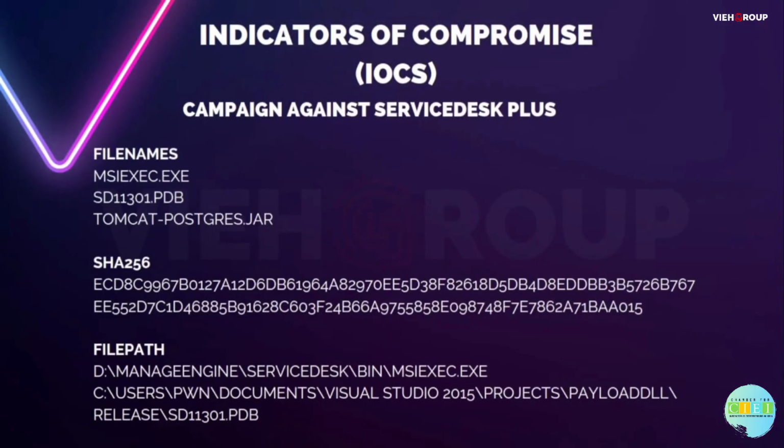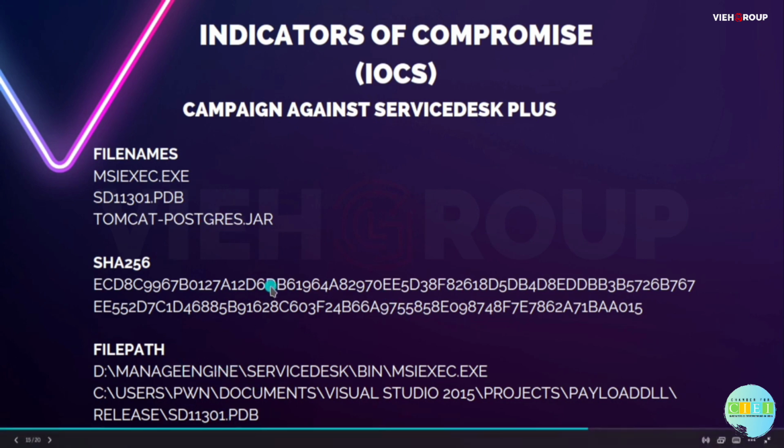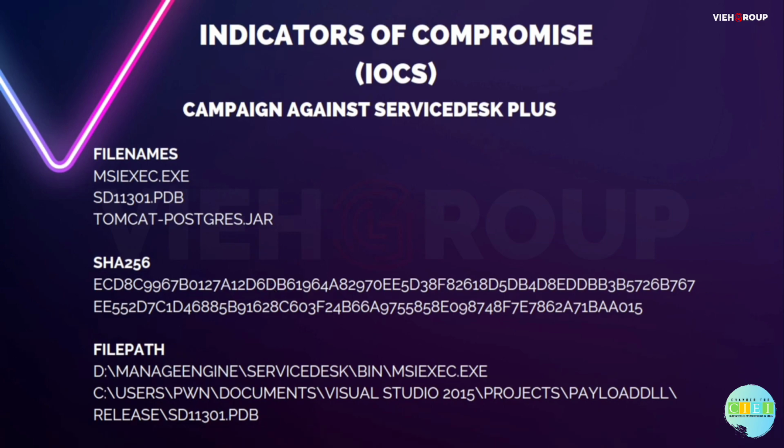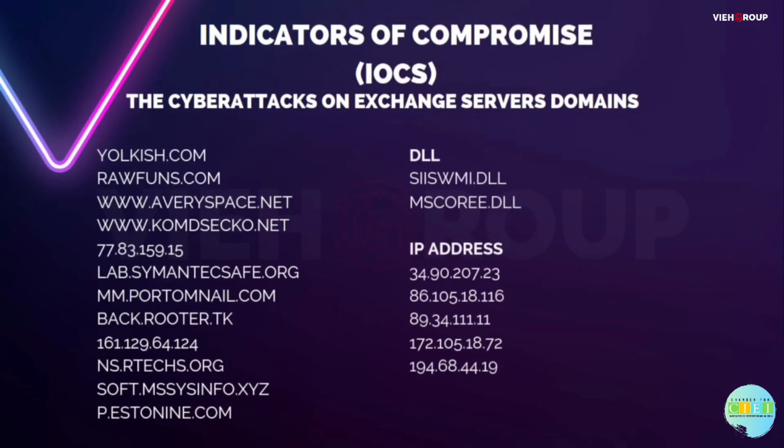Now, these are a couple of indicators of compromise. The campaign against this specific APT is related to the campaign which was against ServiceDesk Plus. So these were the files that were found. This was the SHA-256 hash that was found, and this was the path where the files were saved and from where they were executed. This is the IOC for the cyber attack on the Exchange Server domain. These are the domains that were targeted, the IPs that you can look up on Google as well, DLL files, and a couple of other indicators found in this specific attack.